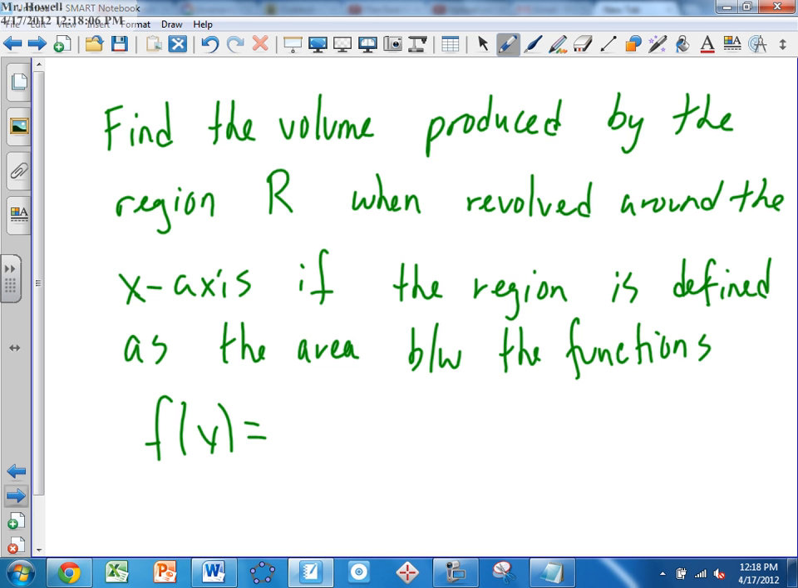f of x equals x squared plus 1 and g of x equals 2x. Start by graphing, please. Sketch them on your paper, or graph on a calculator. This kind of problem would probably be a calculator problem. A lot of the volume problems do turn out to be calculator problems. Just a heads up on that.